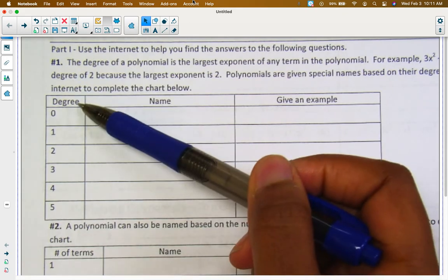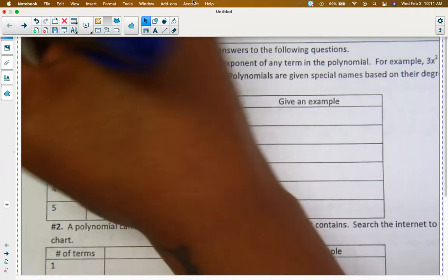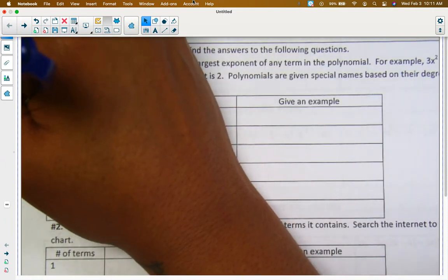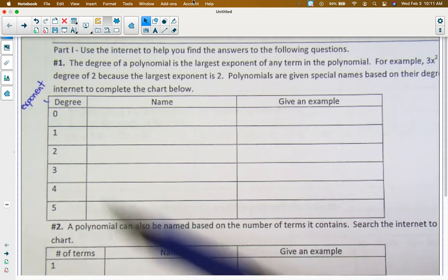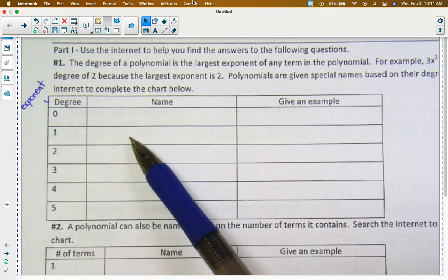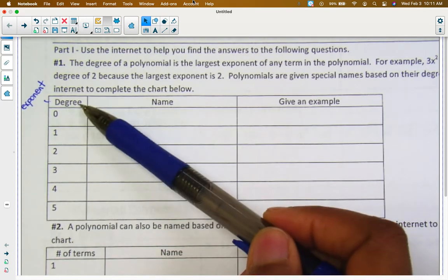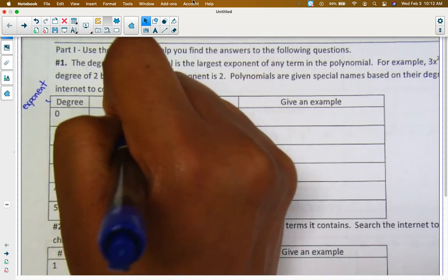So degree is another word for exponent. So I'm going to try to write that off to the side. Exponent. So your highest exponent is 0, it has a name. If your highest exponent is 1, it has a name, etc., and so on. So degree is your highest exponent in the problem. So if your highest exponent is 0, it's a constant.